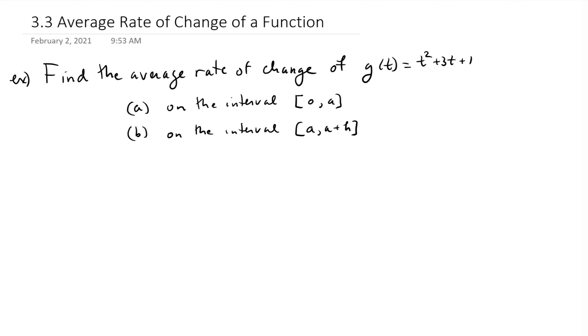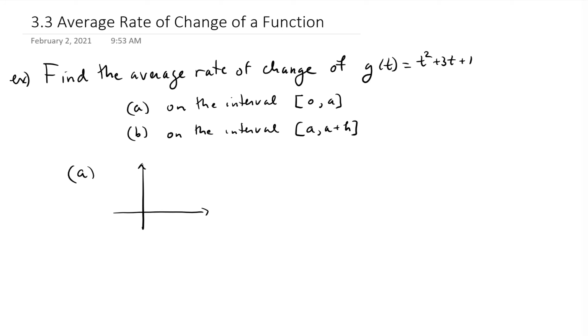Okay, so in part A, we're going to want to find the average rate of change on the interval 0 to a. So a is some number, typically above 0, and on the interval a to a plus h. So I'm going to show you what this all means graphically. So we'll start with a. So a, graphically, what are we trying to find?